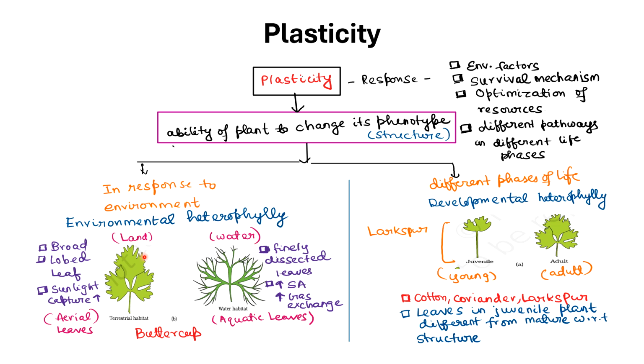Now, if you consider the terrestrial leaves or the aerial leaves, they are broad, they are lobed leaves, and this helps them to capture more sunlight, right? So these two types of leaves that are present in buttercup, both on the land and in water, is an example of environmental heterophylly. It's a very important concept. Often questions come that cotton, coriander, larkspur, example of which heterophylly? Developmental heterophylly. And buttercup, example of environmental heterophylly, right? I hope this is clear now.